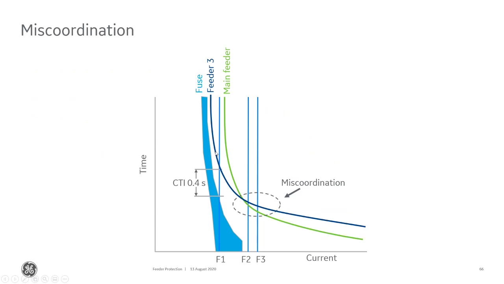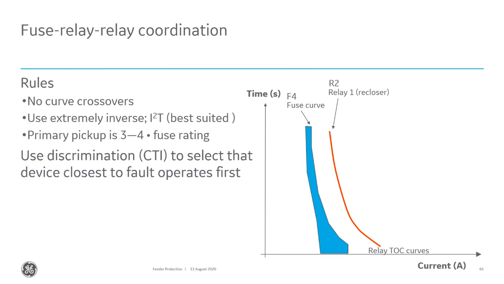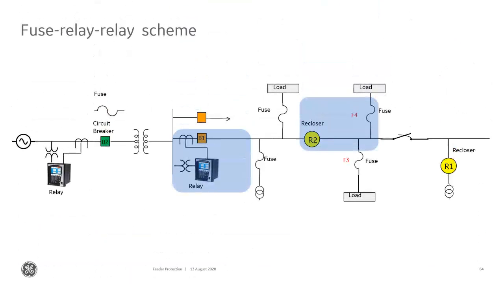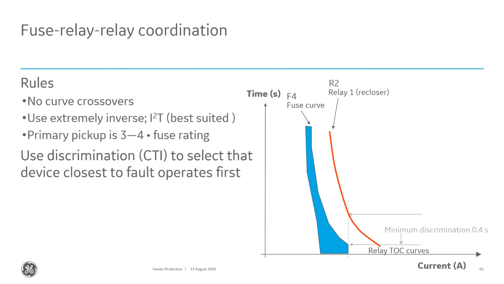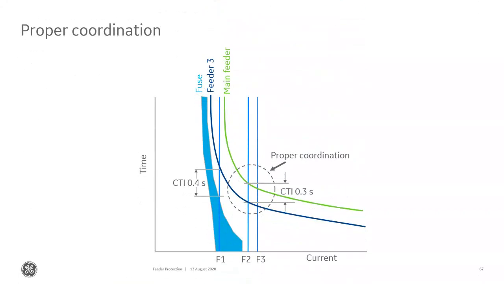And that's not good because then not only have I taken out the feeder that's associated with the fault, but I've taken out all the other feeders within my substation or my industrial site. So all we have to do is move this curve up to be able to coordinate with that feeder.